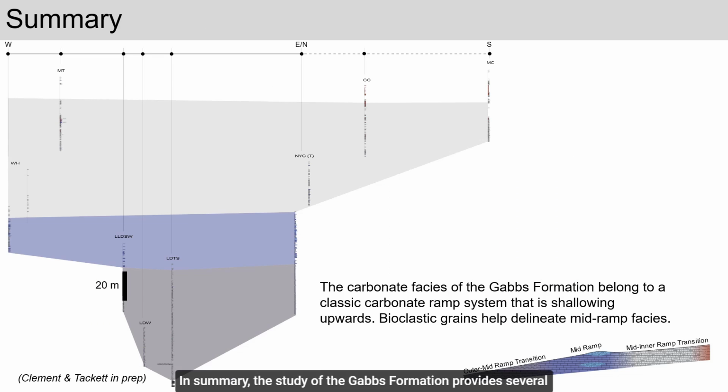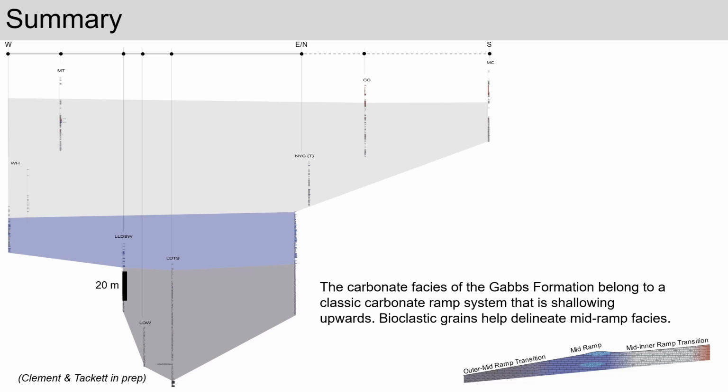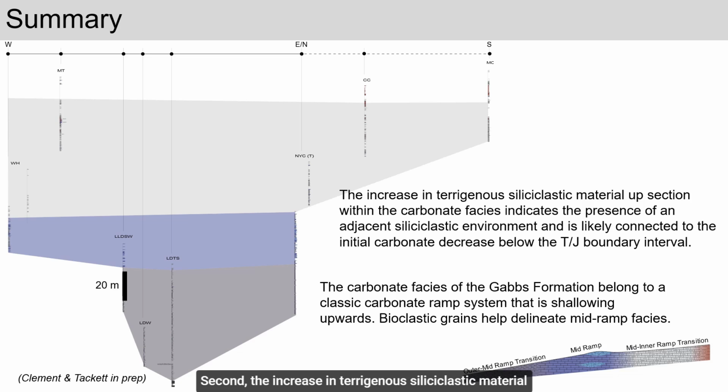In summary, the study of the Gabbs Formation provides several takeaways. First, the carbonate facies of the Gabbs Formation belong to a classic carbonate ramp system that is shallowing upwards. Bioclastic grains help delineate the mid-ramp facies. Second, the increase in terrigenous siliciclastic material upsection within the carbonate facies indicates the presence of an adjacent siliciclastic environment and is likely connected to the initial carbonate decrease seen well below the Triassic-Jurassic boundary interval.